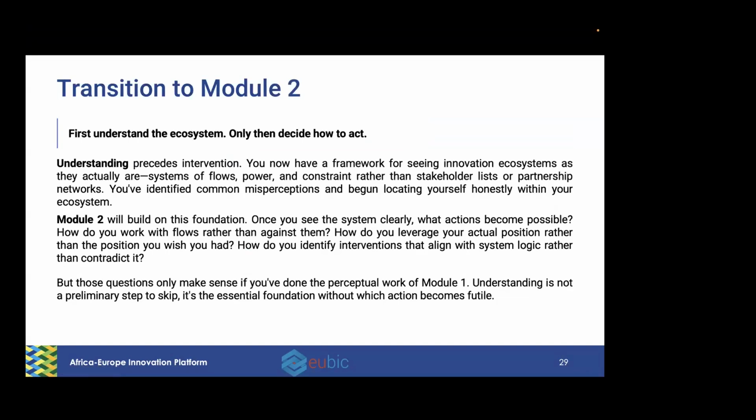As I already mentioned, module 2 will be built on this foundation we have put, and this is understanding the ecosystem, understanding the position in the ecosystem, how you can impact the ecosystem, and also your reflection: if you disappear tomorrow, how the ecosystem will be running or not. It depends on your expectations and the expectations of the others. So the transition to module 2 will be in two weeks' time.